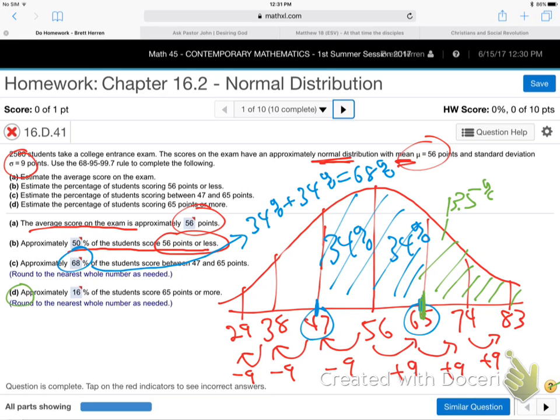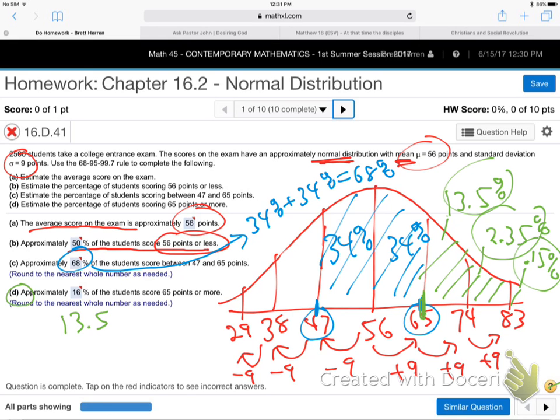13.5 and 2.35 and 0.15%. Let me write that one a little bit better. 13.5. So yes, we have to add up this, and this, for part D. So it's 13.5 and 2.35 and 0.15. What is all that? 16%. So they add up to 16%. Does that make sense on that?